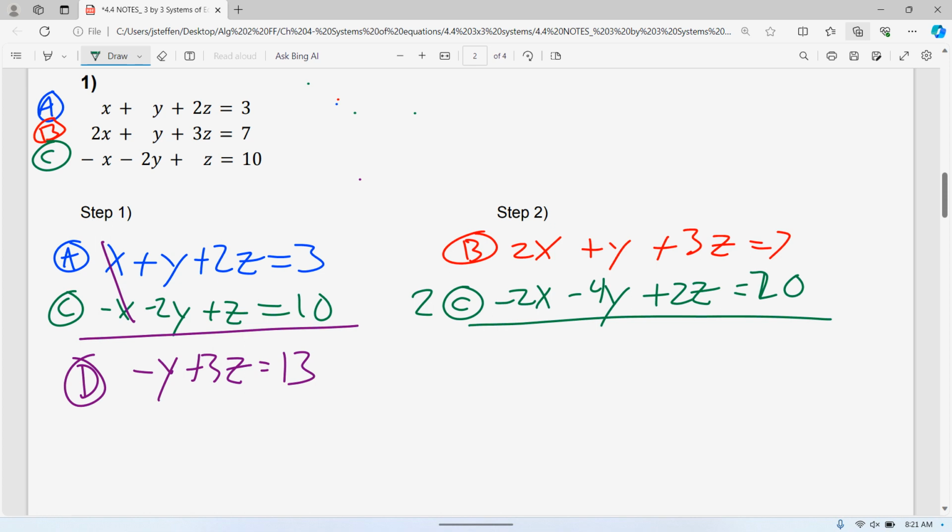This is a really good place to double check really quickly. It's a pain, and you guys aren't going to do this, that's fine, but just make sure you have your negatives and positives correct. I multiply everything by 2, so I should have a negative, a positive, so the negative is good. Again, just a quick way to double check that. Then we add, and my x's cancel. We needed that to happen, and I'll tell you why in a second. We get negative 3y plus 5z is equal to 27.